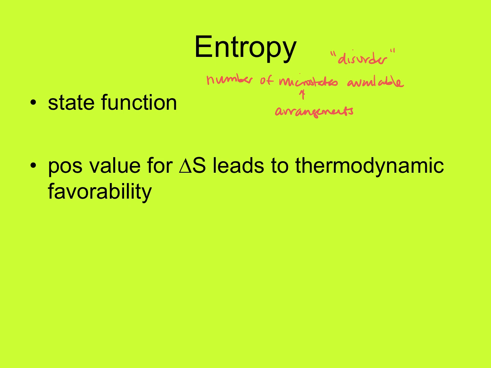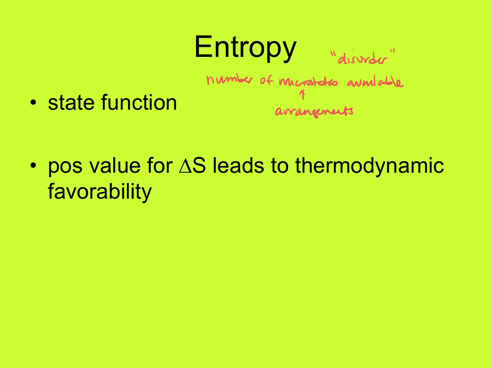And that would be considered a state function, because we're talking about what the properties are at that given moment, how many arrangements are possible in that state. A positive value for delta S for entropy usually refers to thermodynamic favorability, which means it is likely to happen. And we'll talk more about that in a moment.